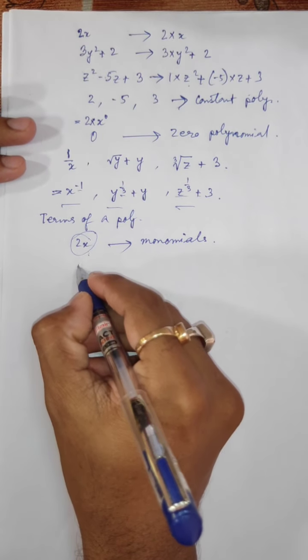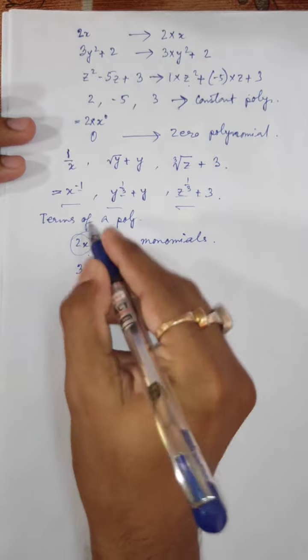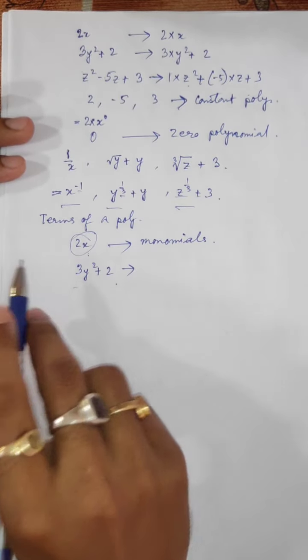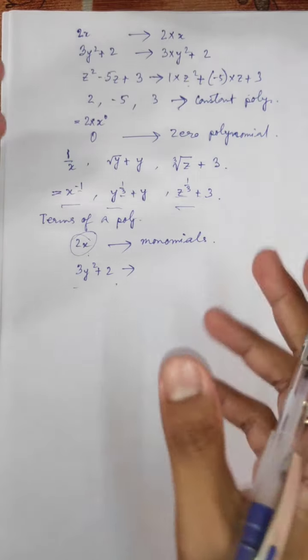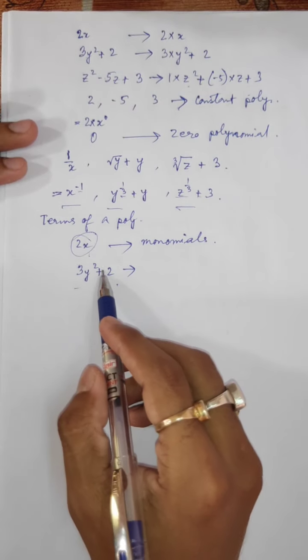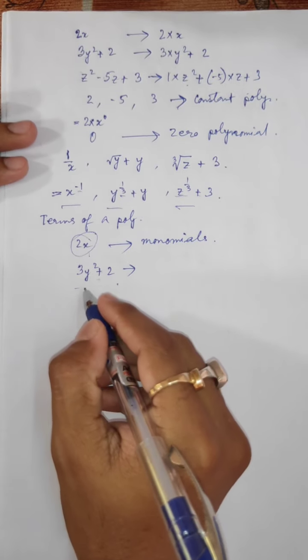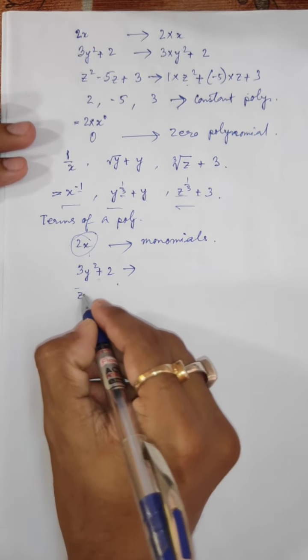And if I write the second polynomial, 3y square plus 2, see, there are two terms. But how can you determine whether there are two terms, three terms or more? Remember, terms are always determined by the addition and subtraction sign, plus or minus sign.